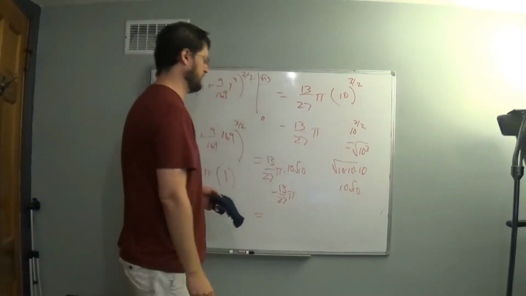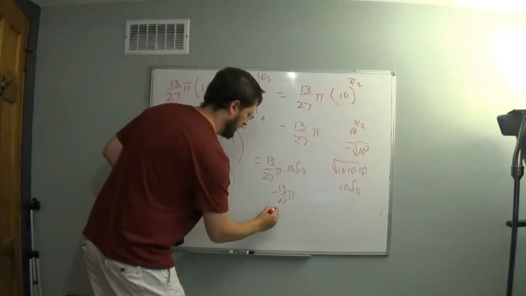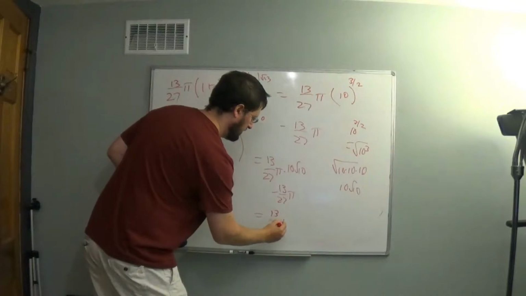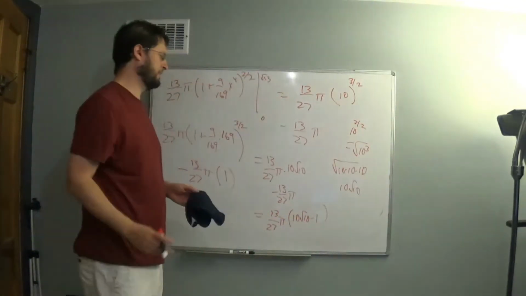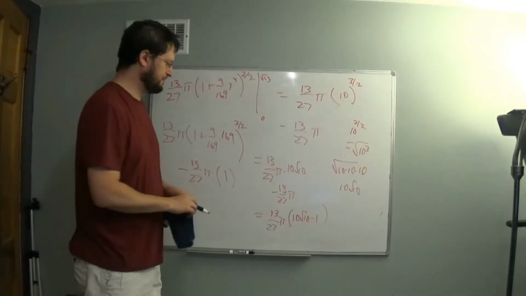Which, if we'd like to simplify it a little bit more, we could factor out the 13 over 27 pi, times 10 root 10 minus 1. And we've got an answer.